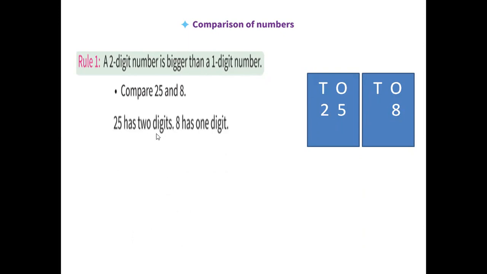Like that, 25 has two digits. 8 has only one digit. So, 25 is greater than 8 or 8 is lesser than 25. See here, you can compare 25 and 8. 25 is a two-digit number and 8 is a one-digit number. So, obviously, 25 is greater than 8. This is rule number 1 to compare numbers.